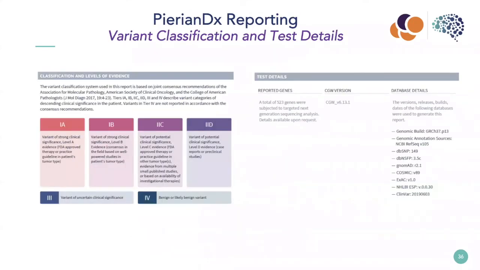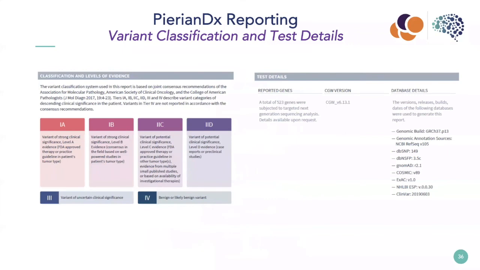And then finally, this summarizes some of the classification levels of evidence in a little more detail, all very available on Pierian's, both information from Pierian as well as Illumina, that can be looked at.